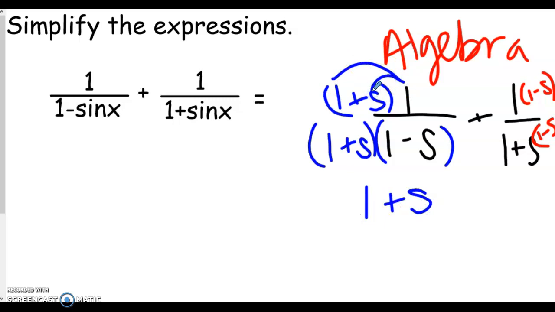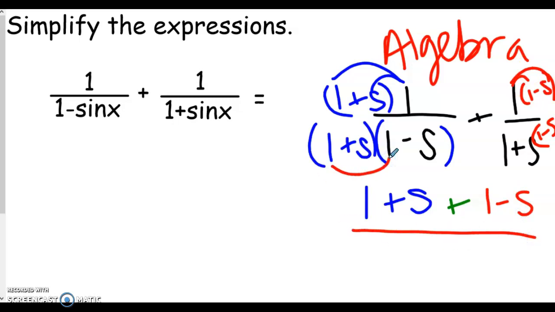So what happens on the left is I get 1 plus s, because I multiplied through by the distributive property. And then plus, on this side, I get 1 minus s, all over, we've got a FOIL, so 1 times 1. But do you see that it's a plus and a minus? So difference of squares says I get 1 minus s squared. Now I'm going to take this back over into trig.